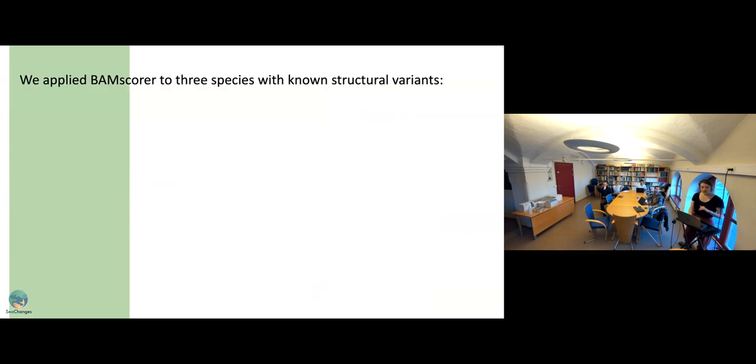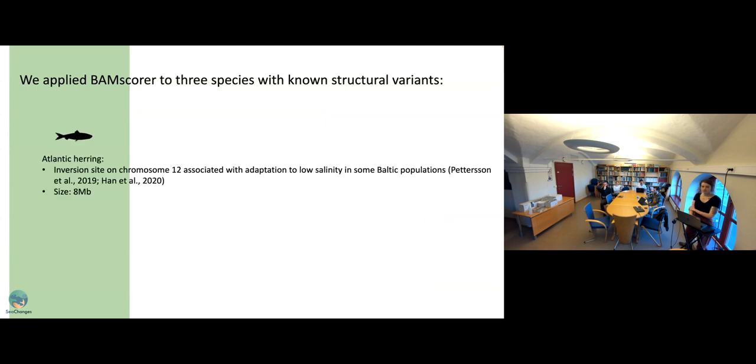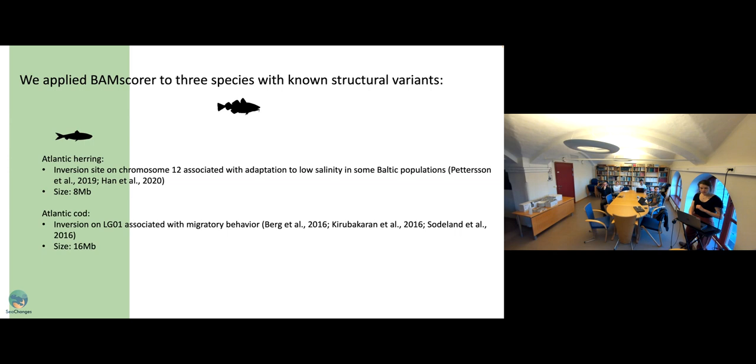So we applied BAMscorer to 3 species with non-structural variants. The first was Atlantic herring, which has an inversion that is associated with adaptation to salinity. It's 8 megabases. Then we did Atlantic cod, which was obviously the example from figure 1, and this is the inversion associated with migratory behavior. And this one is 16 megabases.